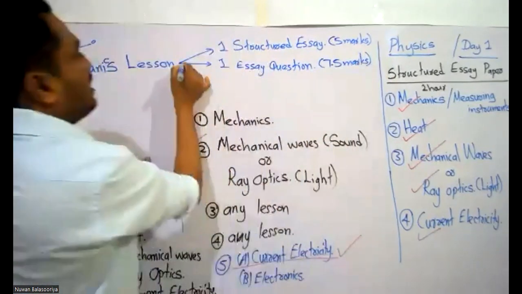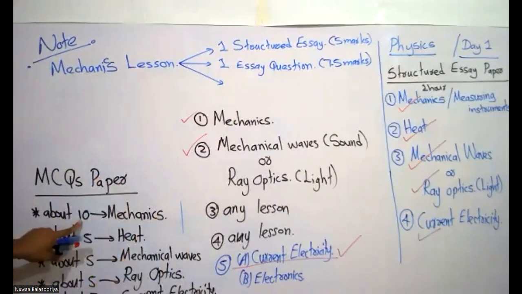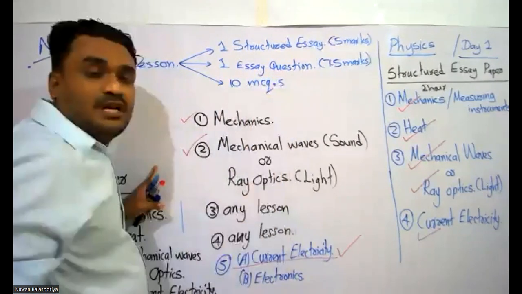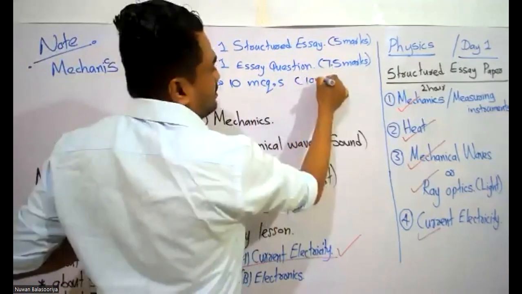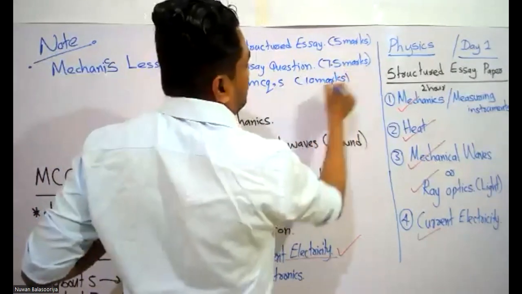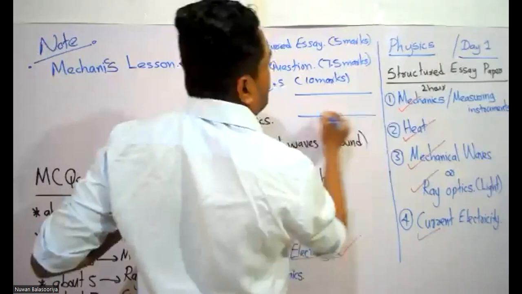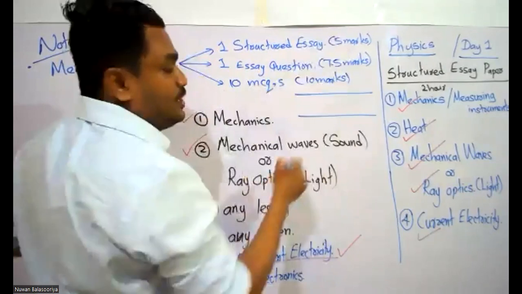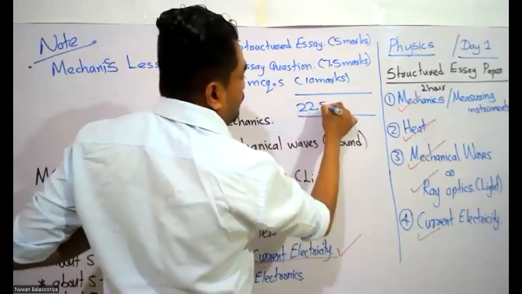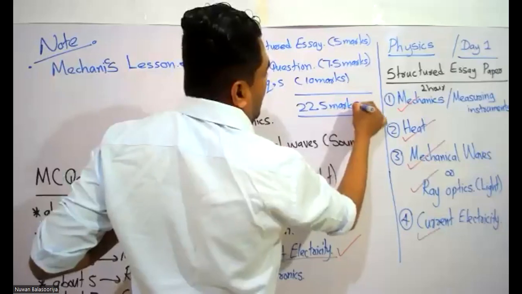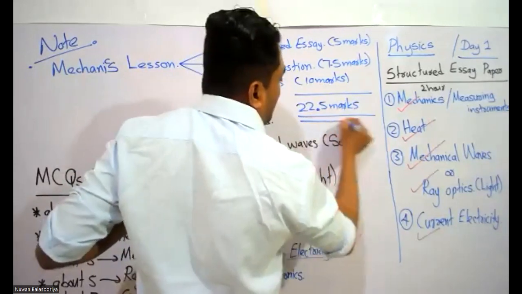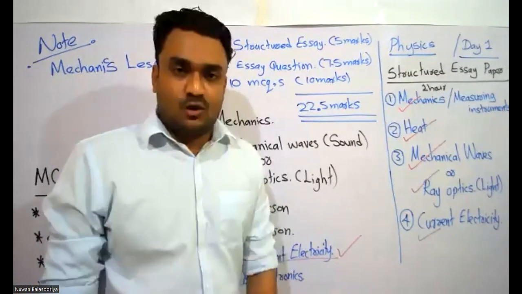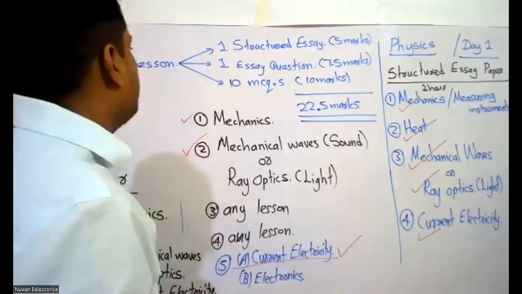And there will be 10 MCQs. 10 MCQs mean 10 marks. So what is the total marks there? Total will be 10 plus 7.5, 17.5, plus 5, 22.5 marks. Normally, according to my observation, 20 to 25 marks can be earned from the mechanics lesson.